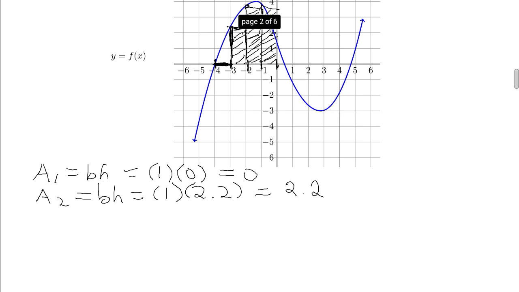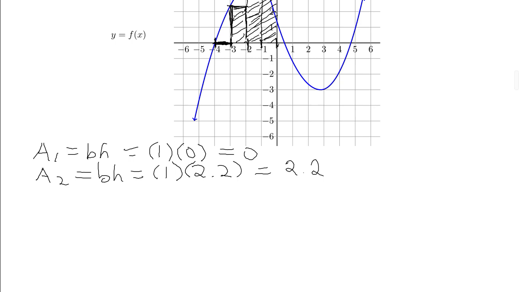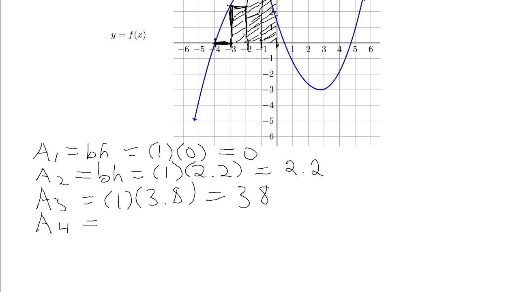Then for area 3, rectangle 3, so again, our base length is 1, and my height, I said, was approximately, just by eyeballing it, 3.8. Then for the fourth area, it's 1 times 3.9. So I said roughly the height was 3.9 for that area.